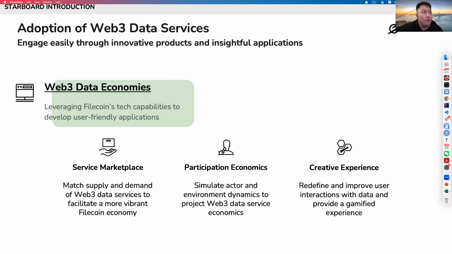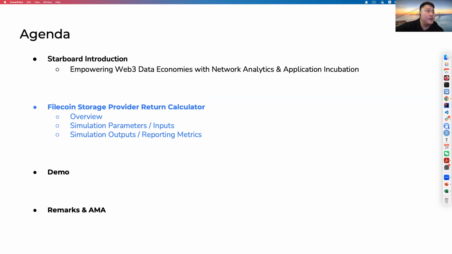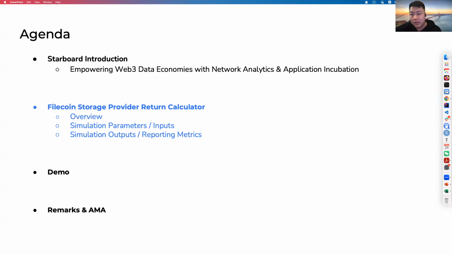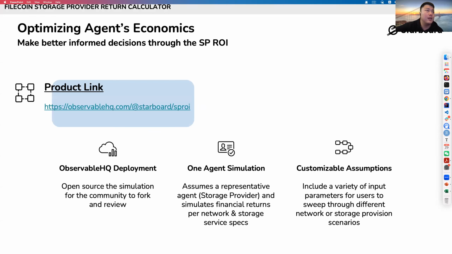The other part is we leverage the existing tech capabilities to develop some apps that can better promote this concept of Web3 data economies. Basically, we provide a gamified experience for clients to onboard data onto the network. So I guess our SPRI calculator is a feature in this grand scheme of leveraging simulation and a scientific approach to help the stakeholders make better informed decisions. The goal is really to help you guys optimize the agent's economic behavior.